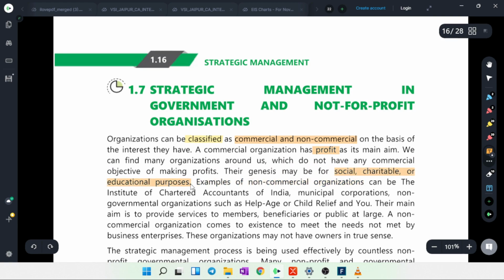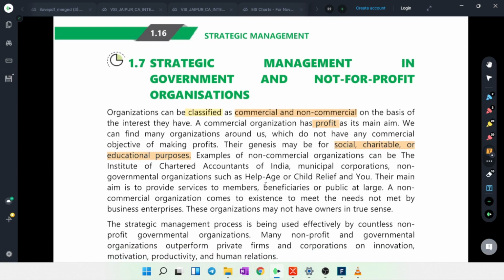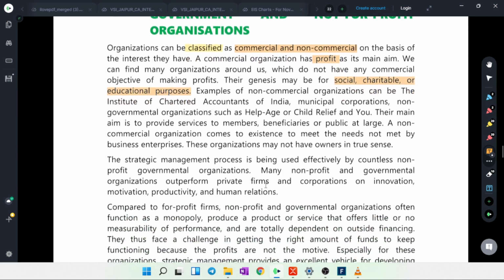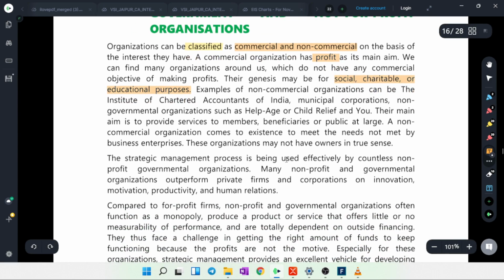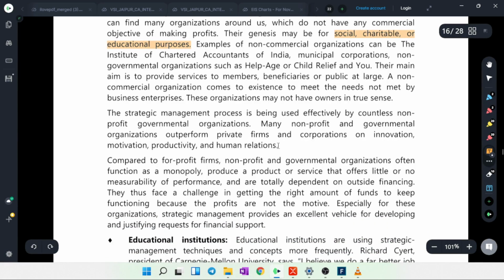Examples of non-commercial organizations include the Institute of Chartered Accountants. Non-commercial organizations come into existence to meet needs not met by commercial ones. The strategic management process is being used effectively by countless non-profit organizations. Many non-profit and governmental organizations outperform private firms and corporations on motivation, productivity, and human relations.